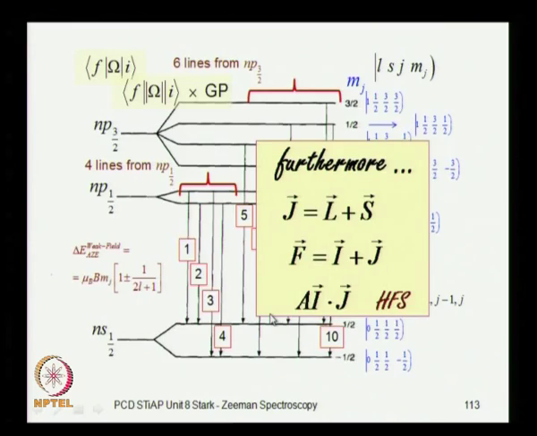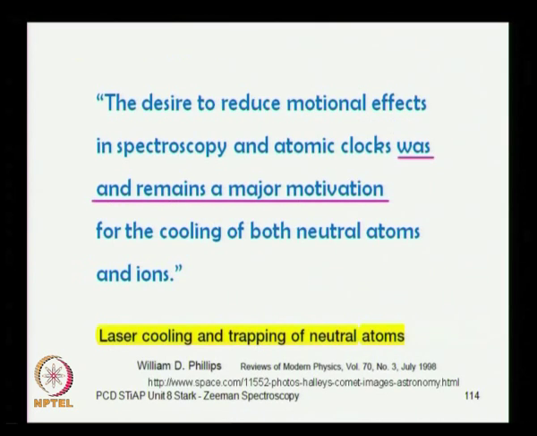And this has some very exciting applications in atomic physics, and this comes together in the quest for measuring time. And here is a quote from an article by William Phillips, who got the Nobel Prize for laser cooling. And this paper is in the Reviews of Modern Physics, which we have uploaded at the course webpage. And Phillips points out in this article that the desire to reduce motional effects in spectroscopy and atomic clocks was and remains a major motivation for the cooling of both neutral atoms and ions.